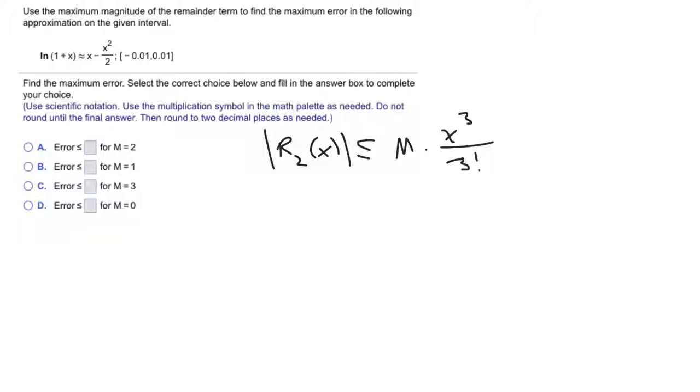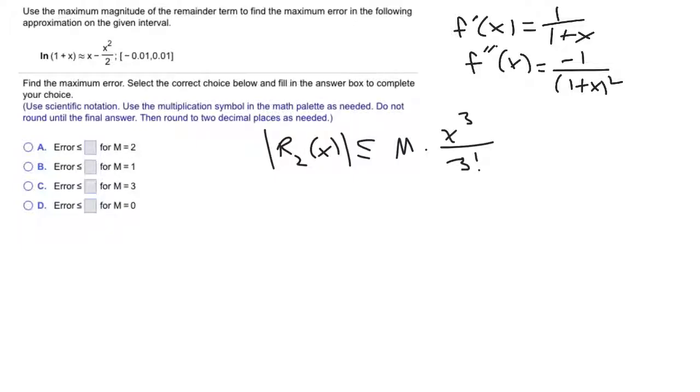And so to do that, I'm going to have to know what the third derivative is. So I'll do that over here. We know the first derivative, this is 1 over 1 plus x. That's the log function's derivative. Second derivative is, so that's 1 plus x to the minus 1, so it'll be minus 1 over 1 plus x squared.